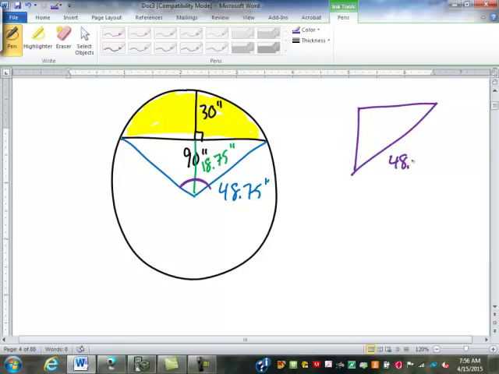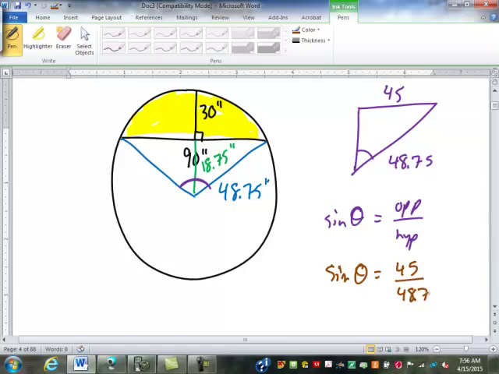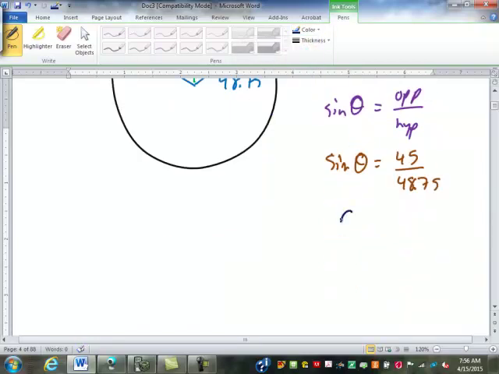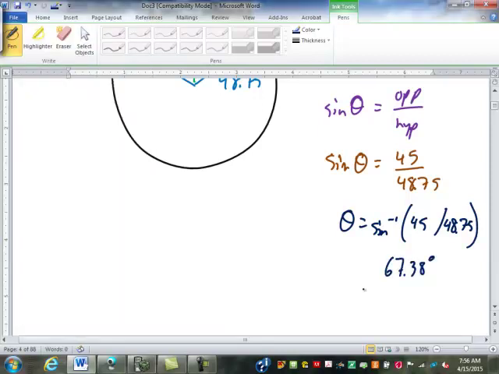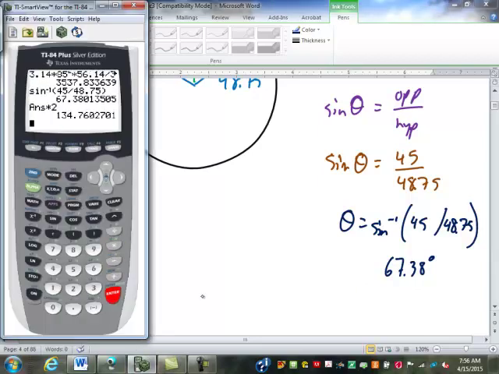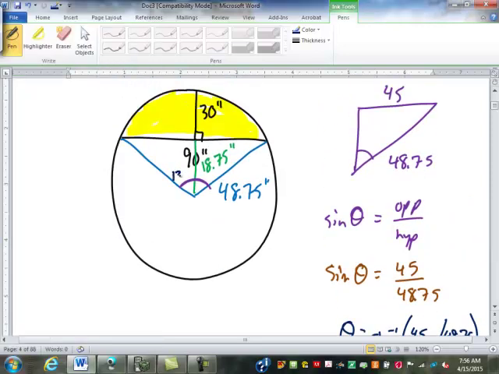Okay, let's do some looking here. So if this is 48.75 and this is 45, this angle here would be the inverse. Well, let's do this. That's the sine. So the sine of that angle, opposite over hypotenuse, is 45 over 48.75. So the angle is the inverse sine of 45 over 48.75. Close it up, and we get 67.38 degrees is the half angle times 2. So we're getting 134.76. Okay. Gotcha. You did an inverse tangent, didn't you? Okay.